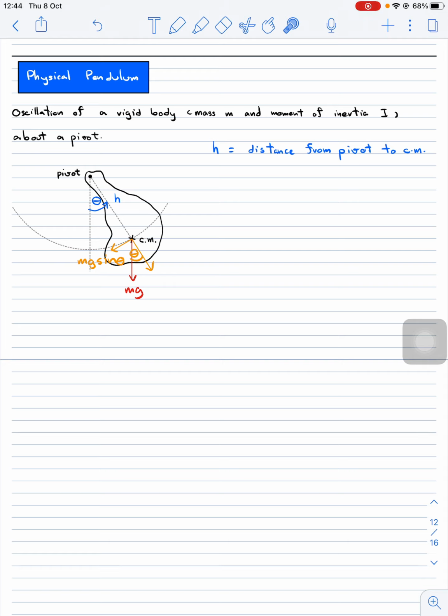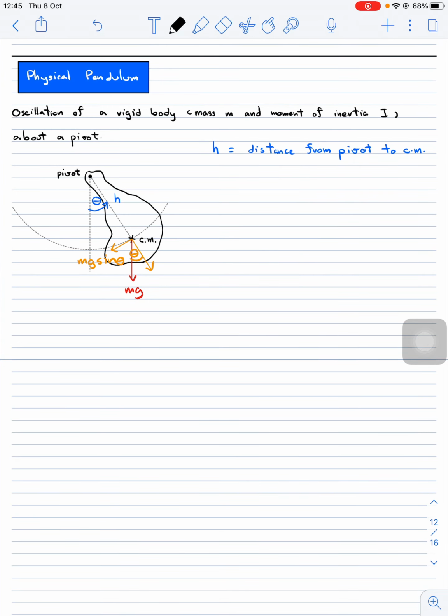It's exactly the same as we did for the simple harmonic motion. The mg sine theta will produce the torque, right? That tries to restore the object to the equilibrium position here.